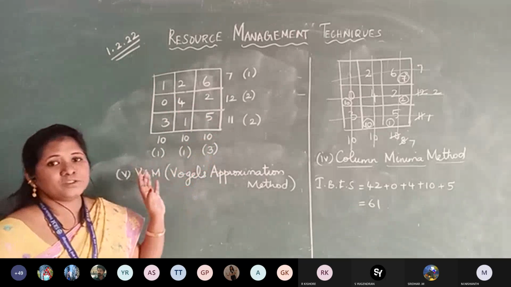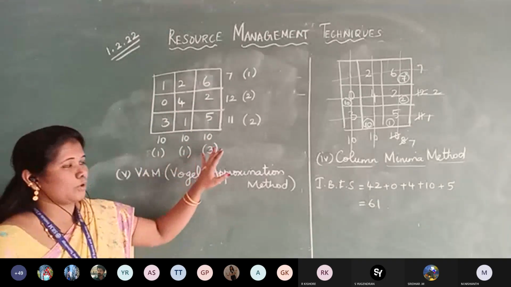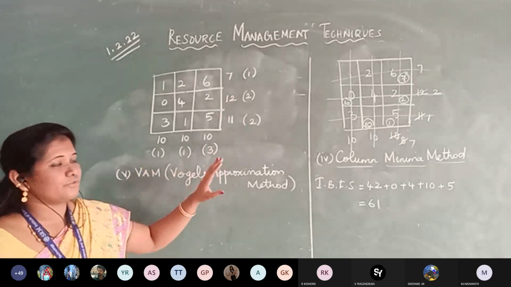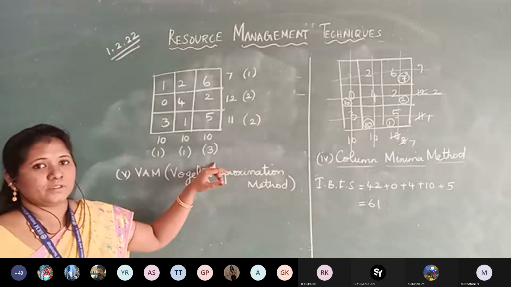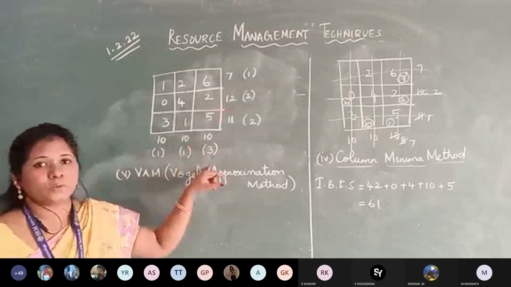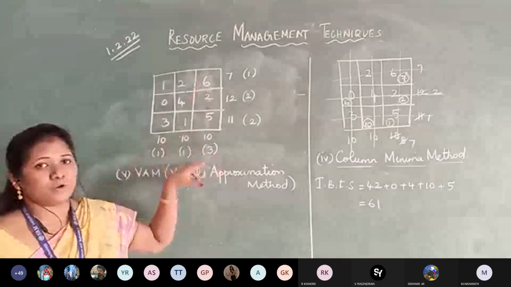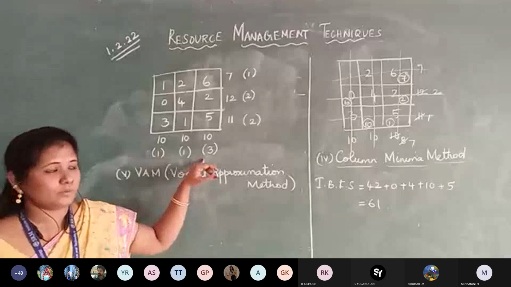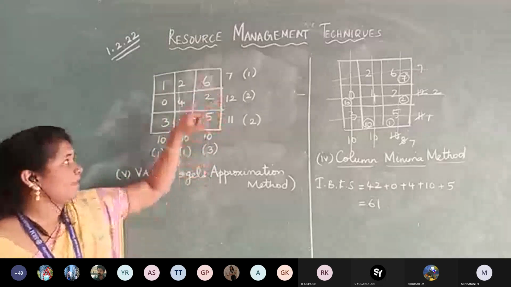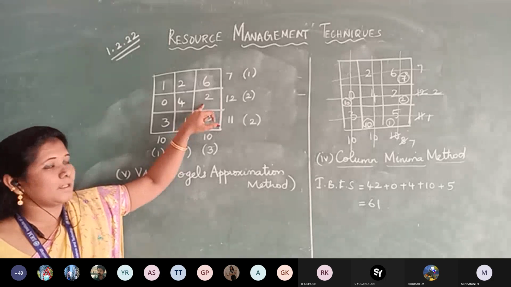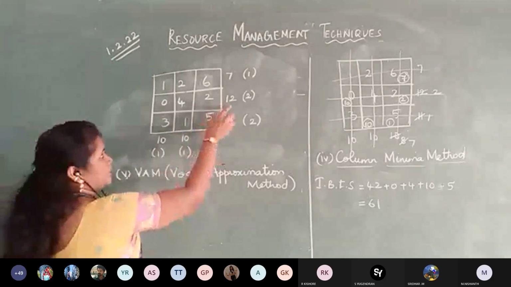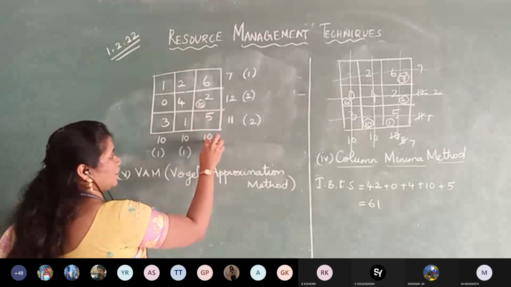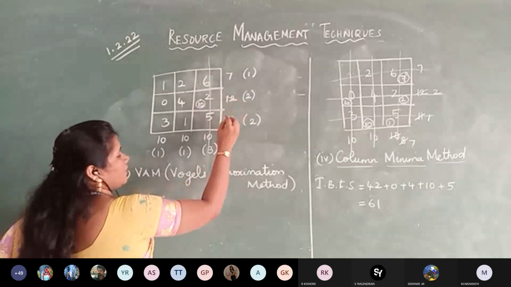After finding the differences, see the biggest difference among them. The biggest difference you've got is 3. This 3 has come from this column. Whichever column or row it comes from, you see its least value. Since we have this column, you see that column's least value and write its supply and demand. So 10 and 12. You will allocate 10. We have taken it from here, so we cross over and this becomes 2.